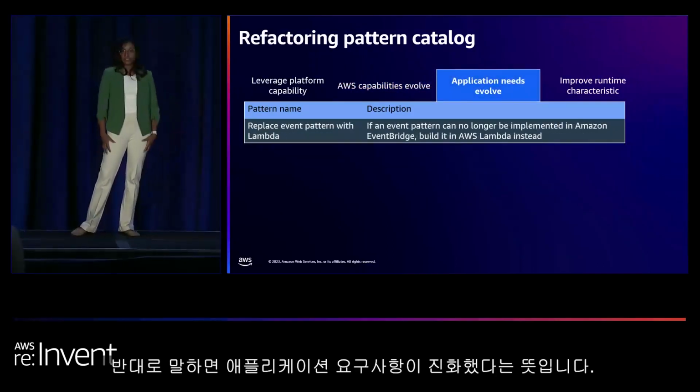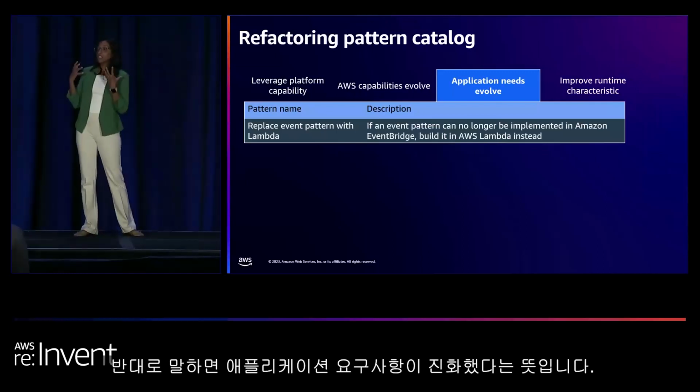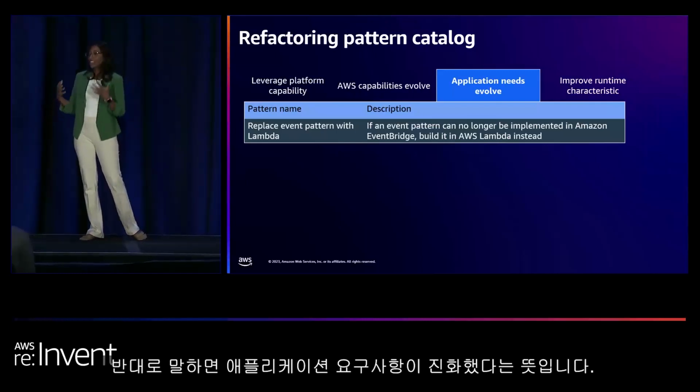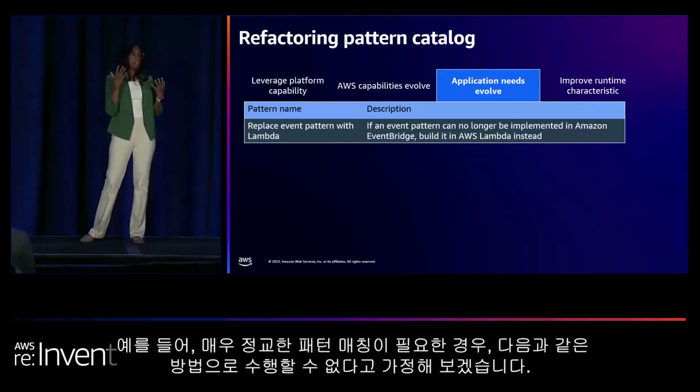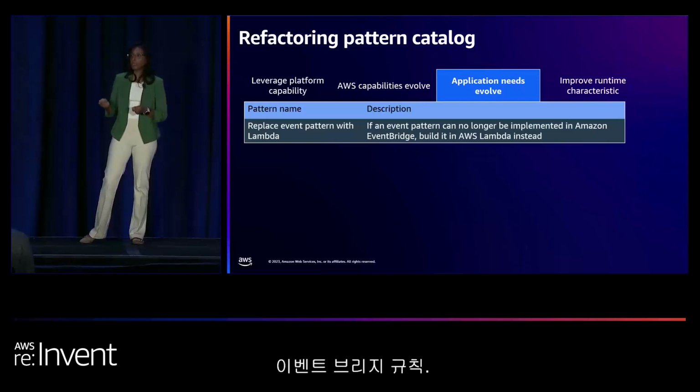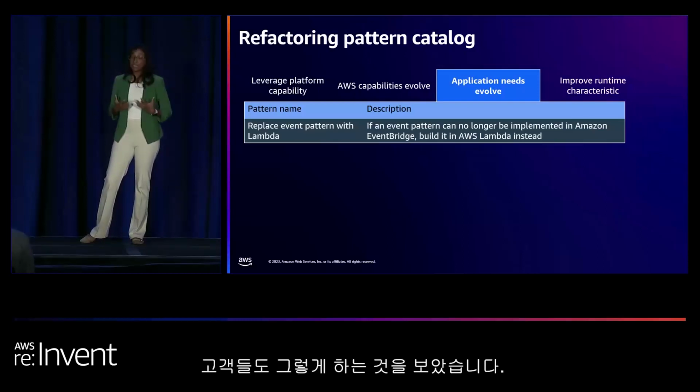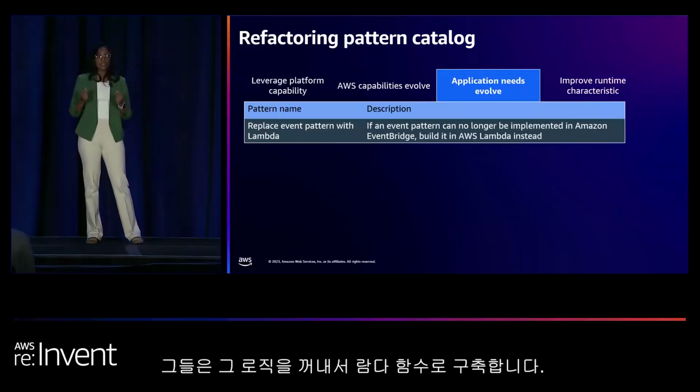Talking about the reverse, your application needs have evolved. Say, for example, you have a very sophisticated pattern matching that cannot be done through EventBridge rules. We have seen customers do that too. They take that logic out and build it in a Lambda function.